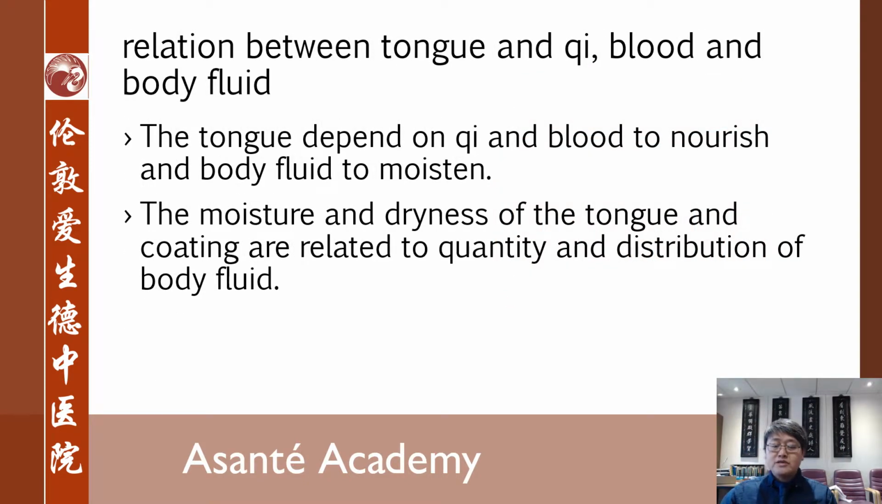Apart from organs, the tongue also has quite strong relations with qi, blood, and body fluid. Firstly, the tongue depends on qi and blood to nourish it. Secondly, the moisture and dryness of the tongue and the coating are related to the quantity and distribution of body fluid.